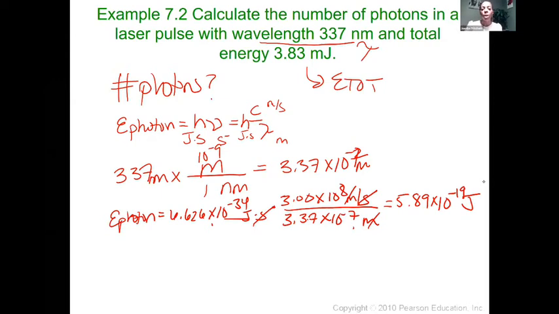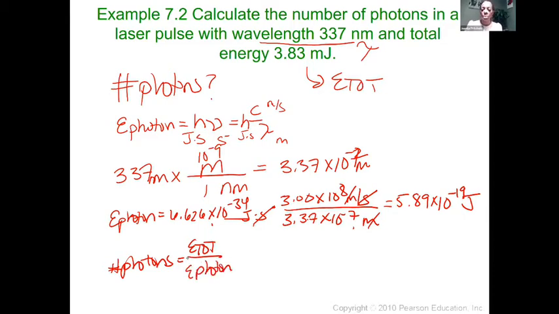Now our goal is to figure out what's the total number of photons present in something that has a total energy of 3.83 millijoules. We'd want to use the fact that the total energy is equal to the number of photons times the energy of a single photon, and rearrange to say that the number of photons is equal to our total energy divided by the energy of a single photon.